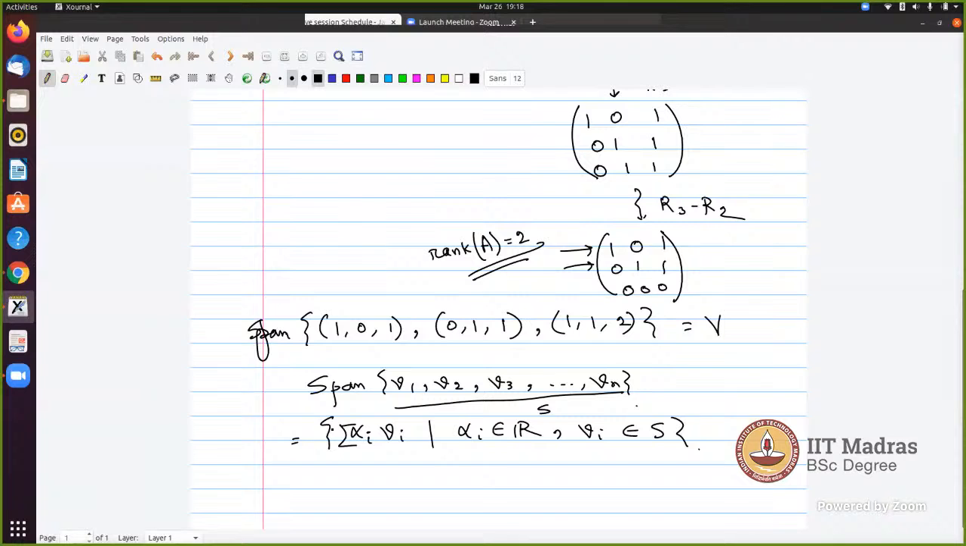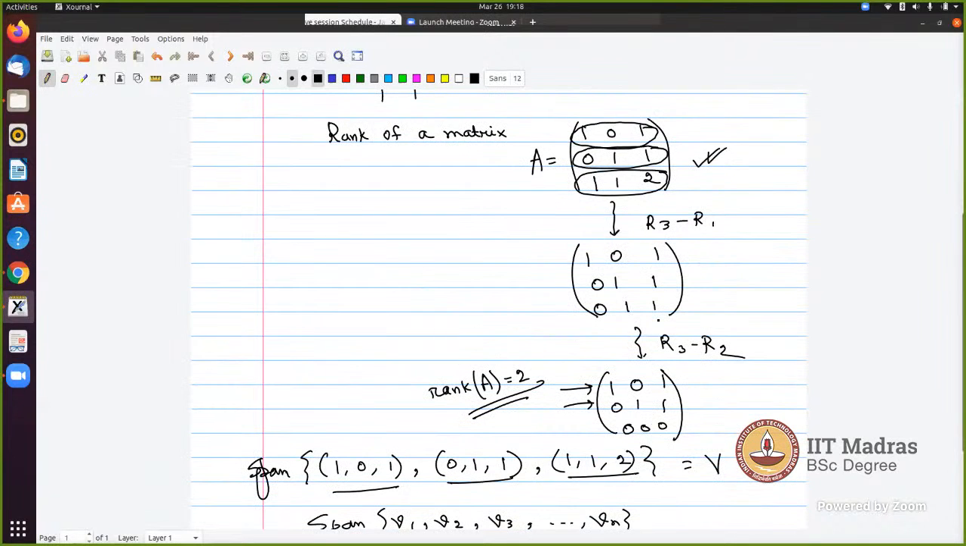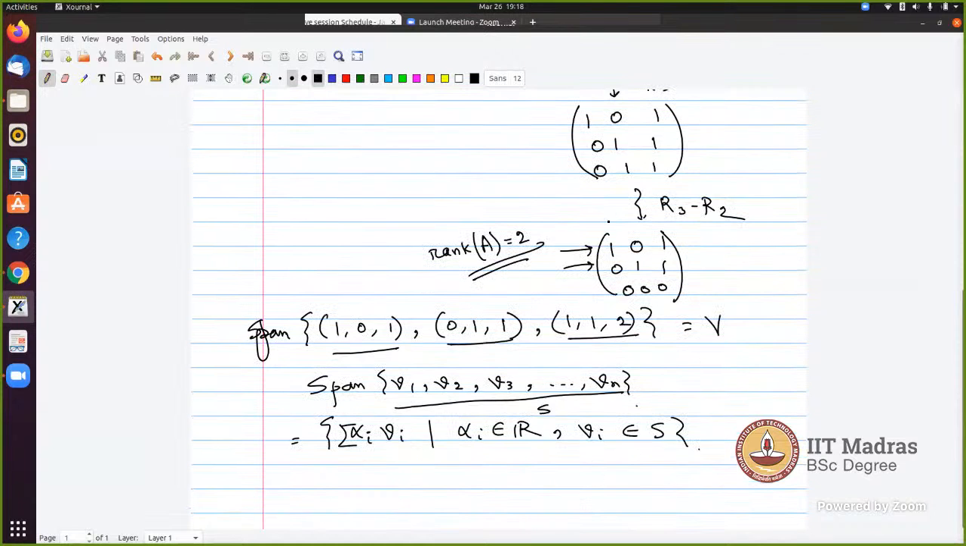Now suppose I am taking these 3 vectors which I started with, which are rows of this matrix whose rank is 2. Now what does that mean? So this V is spanned by these 3 vectors, we know that, right? The spanning set of this vector space contains 3 vectors. Now, are these 3 vectors linearly independent?